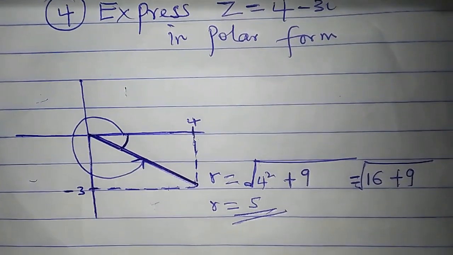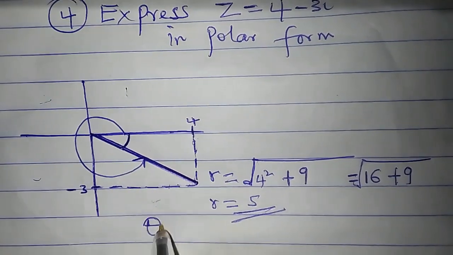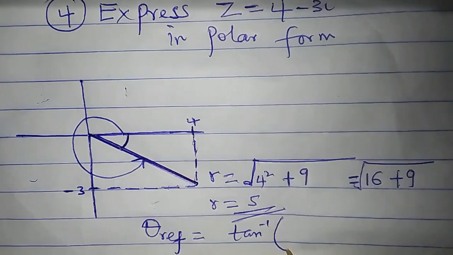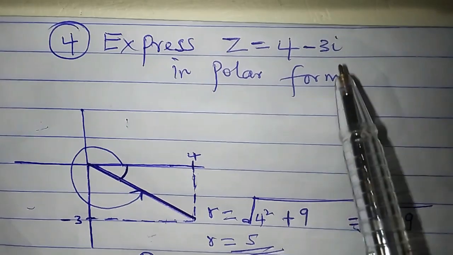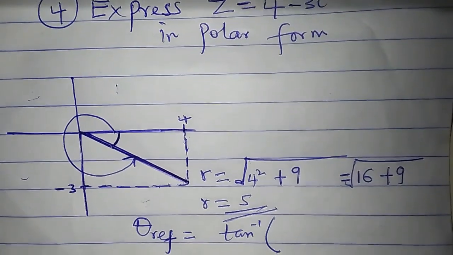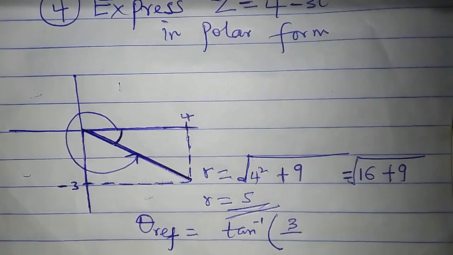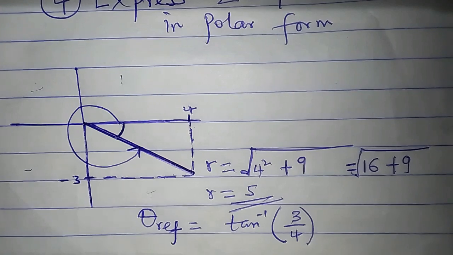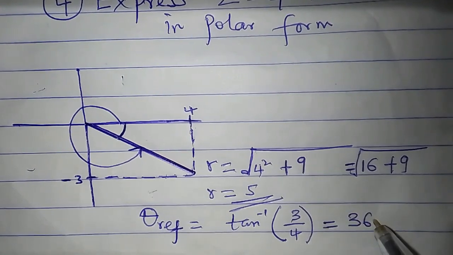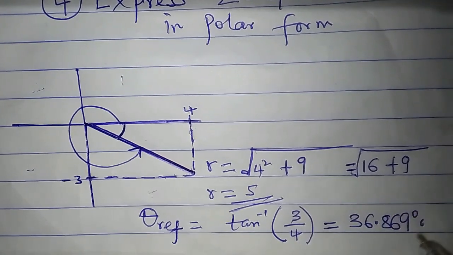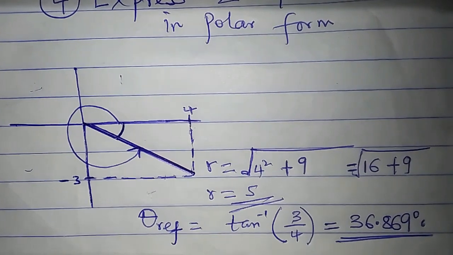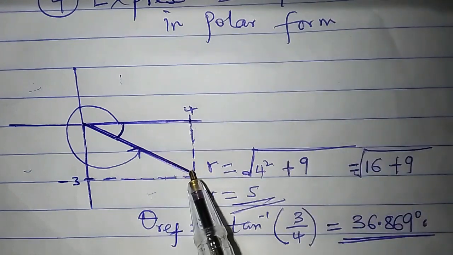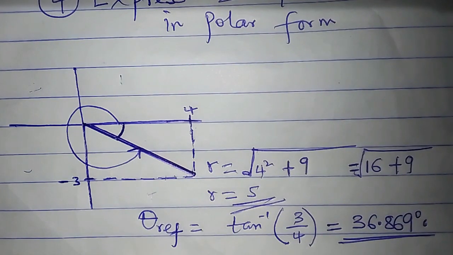This is the modulus. Now, what is the reference angle? It is the tan inverse of b over a. b is minus 3, but we'll make use of the positive 3. So 3 all over a, which is 4. And that is 36.869 degrees. This is the reference angle. 36.869 is in the first quadrant. Our complex number is in the fourth quadrant, so we need an angle in the fourth quadrant.